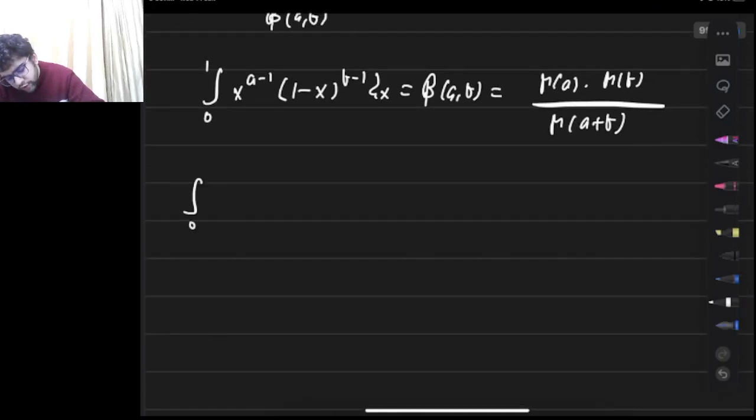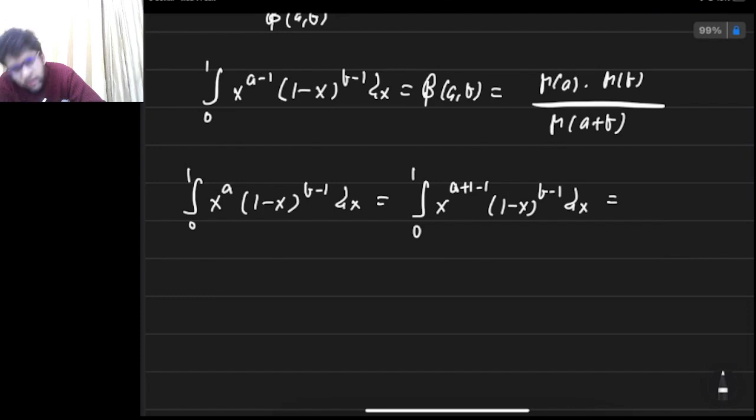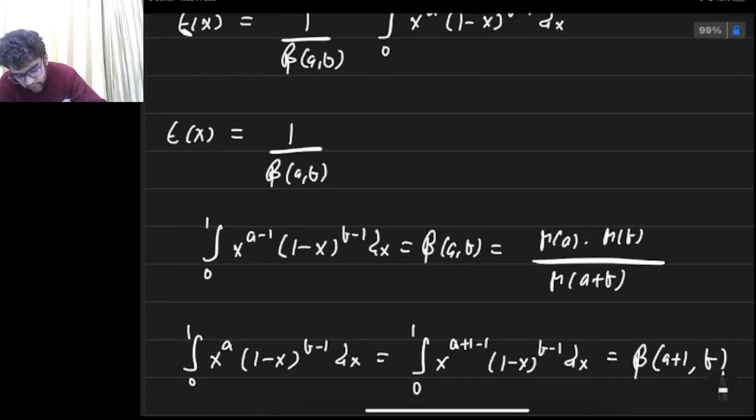Now if I have a function, the integral from 0 to 1 of x to the power a, 1 minus x to the power b minus 1 dx, I can write this as the integral from 0 to 1 of x to the power a plus 1 minus 1 and 1 minus x to the power b minus 1 dx. This means that this will become equal to beta(a plus 1, b). Just try to see this. We have a minus 1 here, so we have a here, right? We have b minus 1 here, so we have b here.